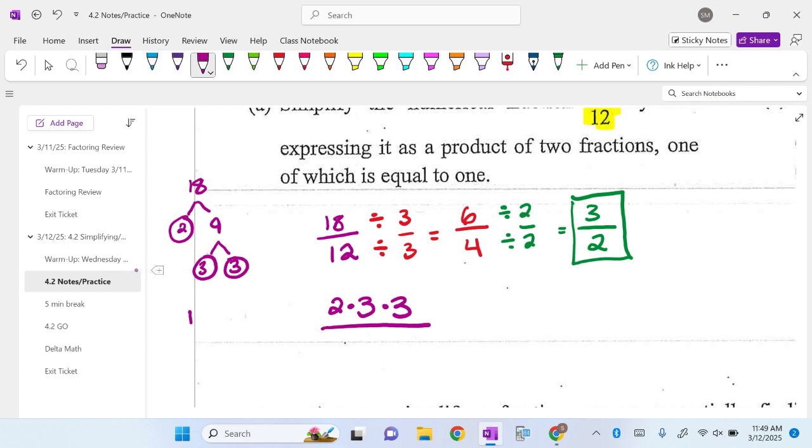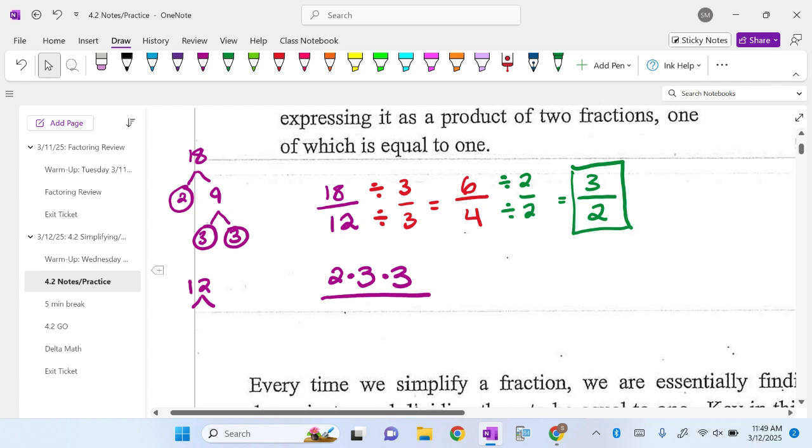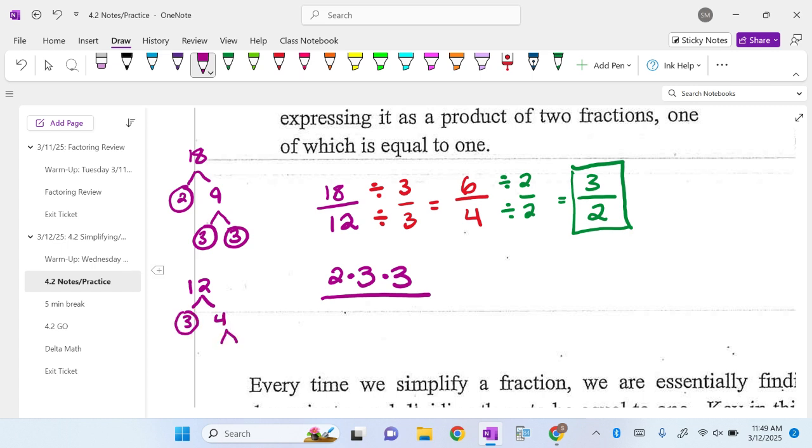Now I'm going to break down 12. How can I break down 12? What are 2 factors of 12? 3 and 4. 3 is prime. I can break down 4 into what? 2 and 2. Both of those are prime. So I can put this as 2 times 2 times 3.